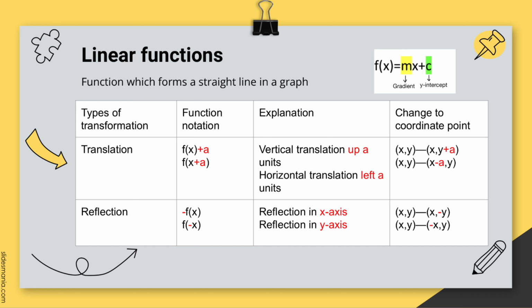And the second function notation, with the plus a inside the bracket of x, means that it is a horizontal translation to the left for a units. The coordinate point will change from (x, y) to (x - a, y).